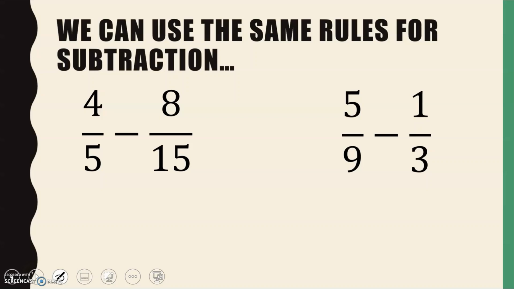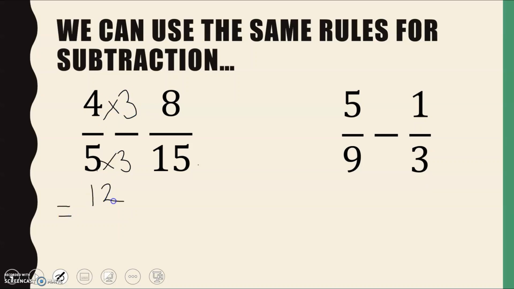We can use the same rules for subtraction. So 4/5 take away 8/15. Now, this time, 5 and 15, is there a way I can get these two to match? Yes, 15 is in my 5 times table, and I know that 15 is 3 lots of 5, so it won't always be times by 2. 5 times by 3 will give me 15, and whatever I do to the bottom, I must do to the top.